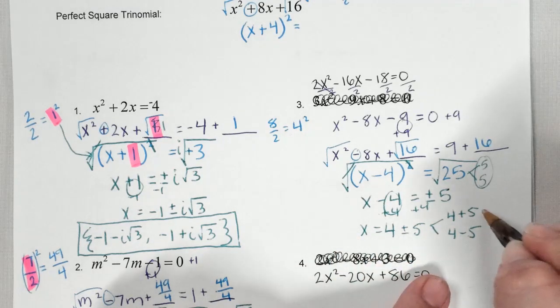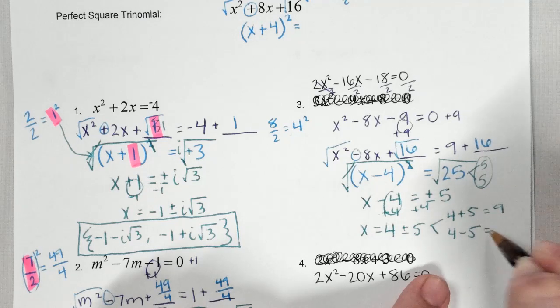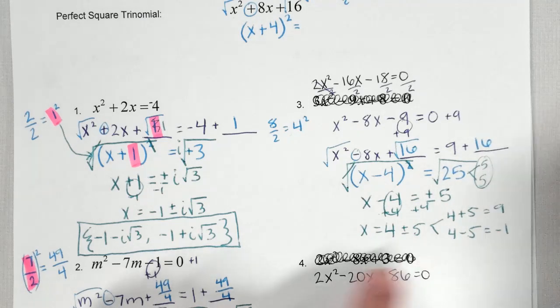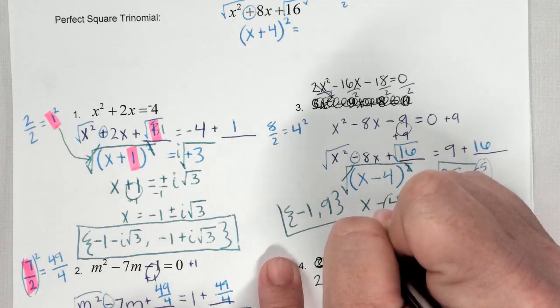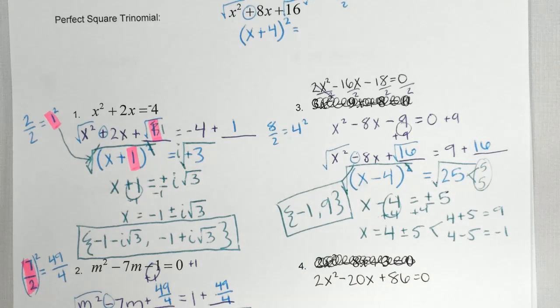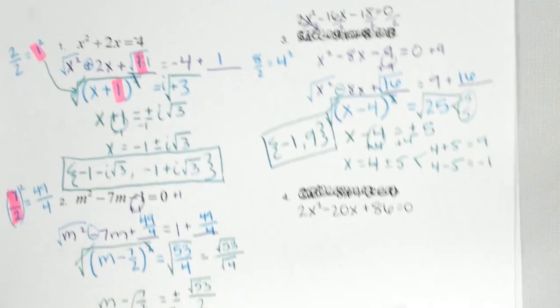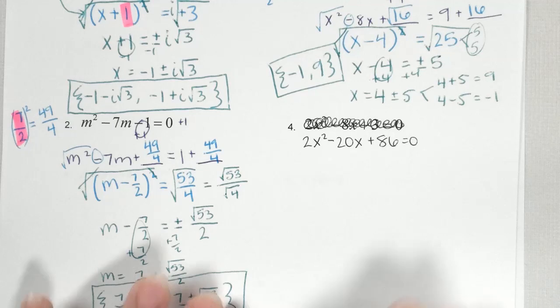What's 4 plus 5? 9. And what's 4 minus 5? Negative 1. So my answer is negative 1 comma 9. Any questions with that? Okay, last one together, and then we're going to make fixes to the practice.